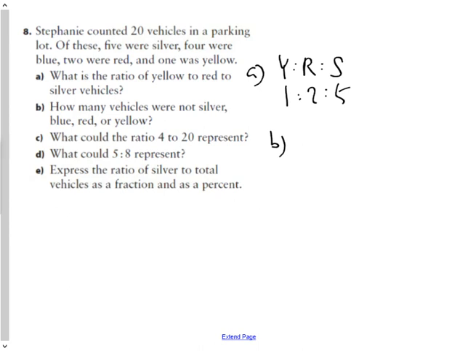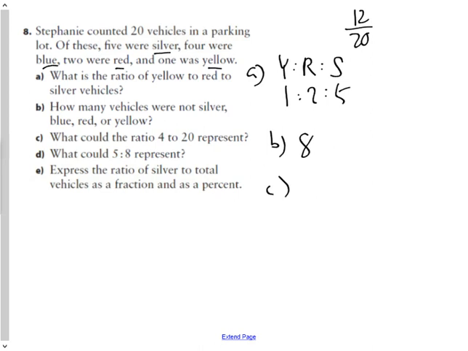In question B, how many vehicles were not silver, blue, red, or yellow? Since we know that there are 20 vehicles in total, and those 4 that are listed make up 5, 9, 10, 11, 12 of them, so 12 out of 20 total vehicles are those colors. That means that 8 are not those 4 colors, because that's the remainder of the vehicles.